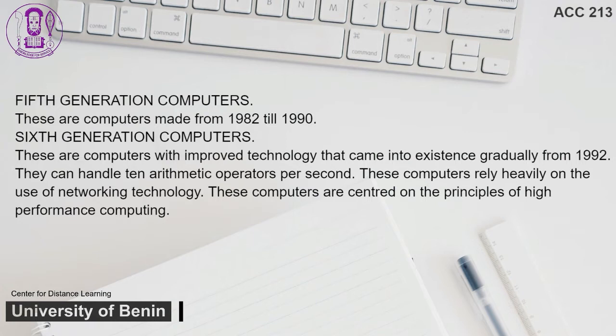They can handle 10 arithmetic operators per second. These computers rely heavily on the use of networking technology. These computers are centered on the principles of high-performance computing.